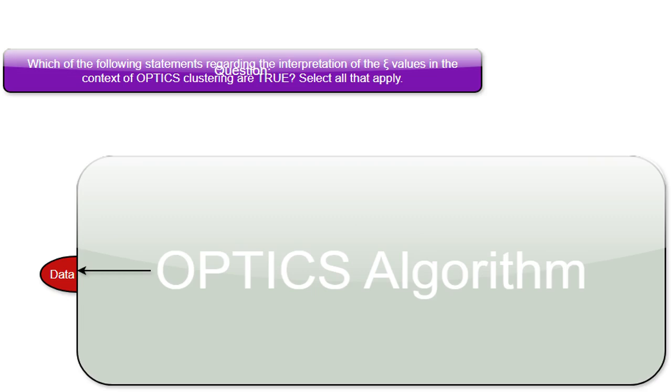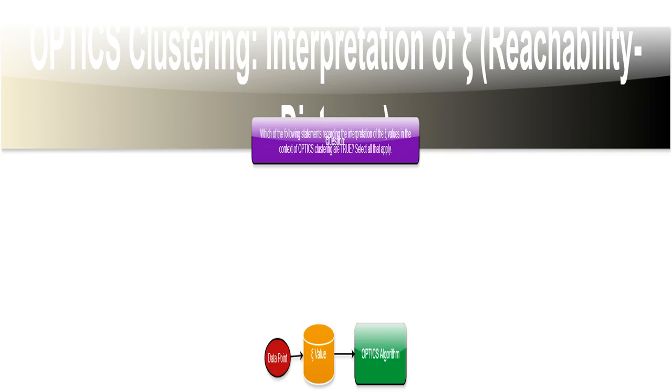OPTICS, or Ordering Points To Identify the Clustering Structure, is a density-based clustering algorithm. It's a smart algorithm that accounts for the varying densities within a dataset, unlike some other algorithms that struggle in areas with different densities. The Xi value is key for OPTICS to do its clustering magic. I see it as the algorithm's clever way of figuring out which points are close-knit and which ones are more isolated. This question tests our understanding of how to interpret the Xi values, which are essentially a measure of how isolated or connected a data point is within a dataset.